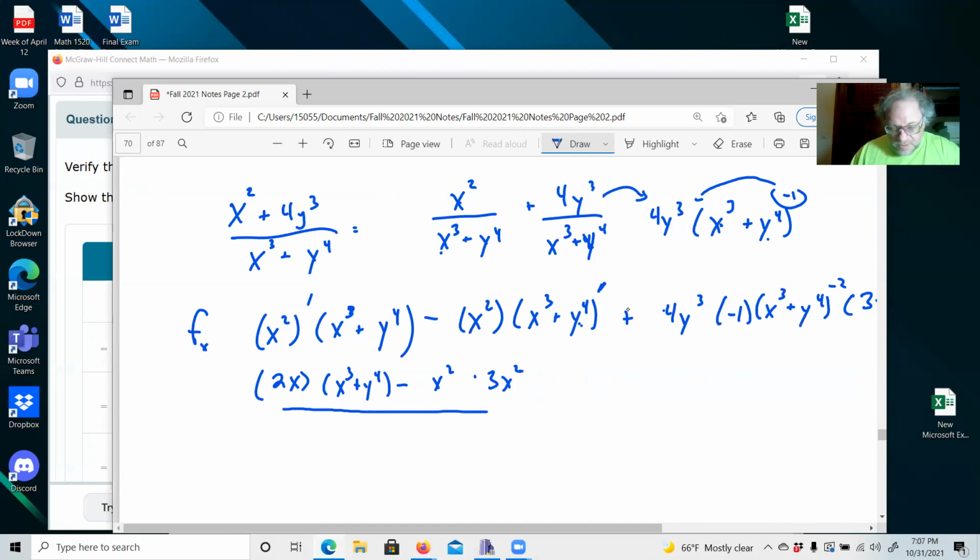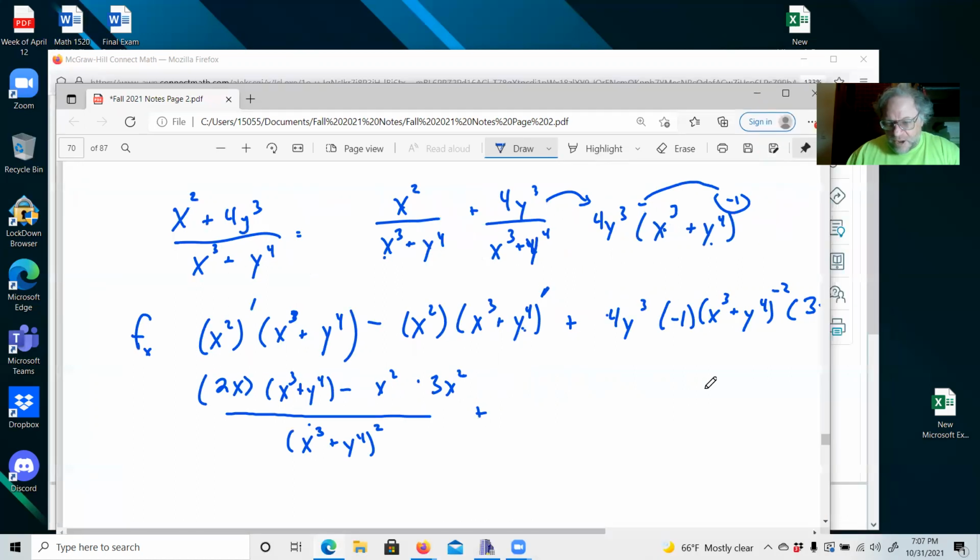So this is x cubed plus y to the fourth, squared. That's our chain rule. Derivative of the first times the second minus the first times derivative of the second, all over the bottom squared. And then plus, and then we have this here.